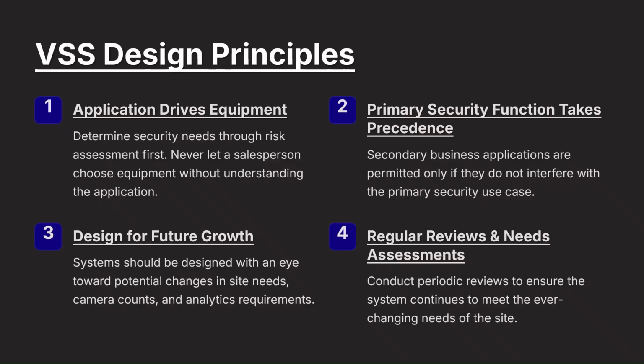Effective video surveillance system design is driven by clear operational requirements. First, the application must guide equipment selection. Technology should match the specific security need, not the other way around. Second, the primary security function must always take precedence. While systems may support multiple objectives, they should never compromise the core purpose. Third, systems should be designed for future growth, allowing scalability in terms of cameras, storage, and analytics. Finally, regular reviews and needs assessments are essential to ensure the system continues to meet evolving threats and operational demands.